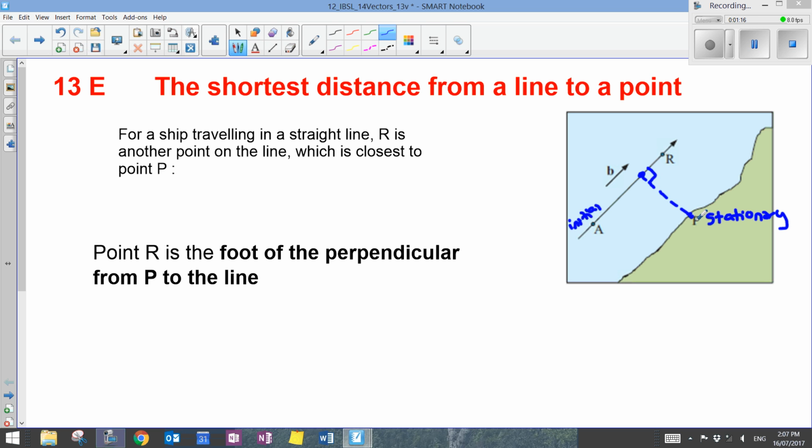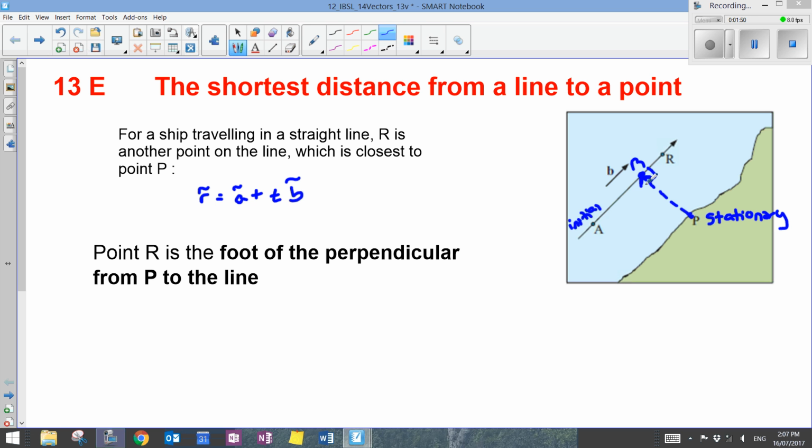Okay, so we drop a perpendicular line from the stationary object to your traveling object, and we're going to call that point R. So remember, when we talk about linear motion, you usually have this little vector, r, which is the resultant vector, equal to your initial position plus, for every unit of time, some velocity vector that takes us in a certain direction. Well, we're now going to call point R the foot of the perpendicular from point P to your line.